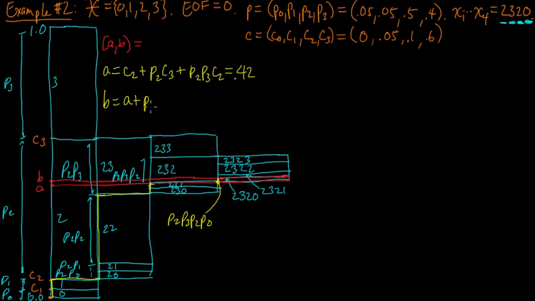So what is PA plus P2, P3, P2, P0? Let's see. I worked it out. This number is going to be 0.005, and you get 0.425 for B. So our interval from A to B is the nice interval 0.42 up to 0.425, and let's circle that.